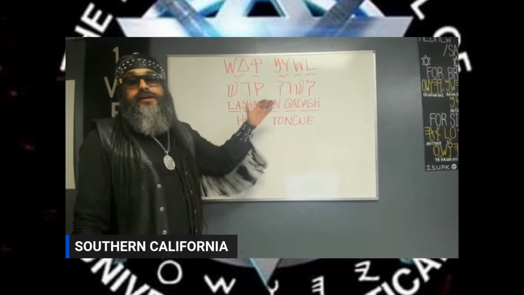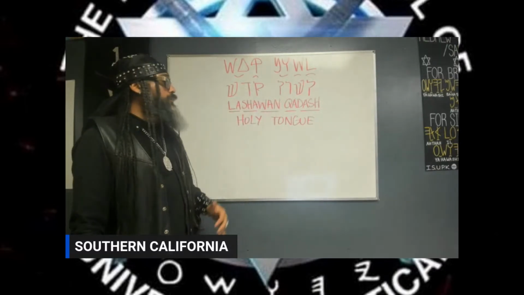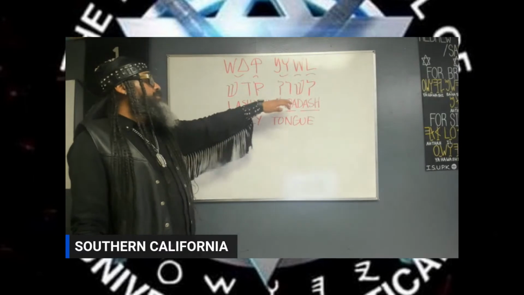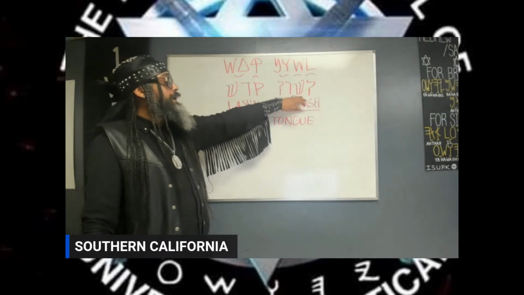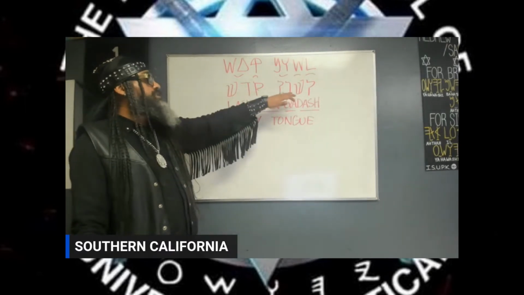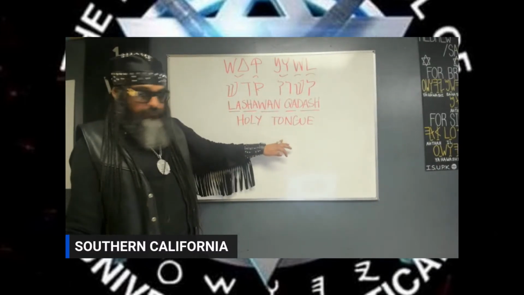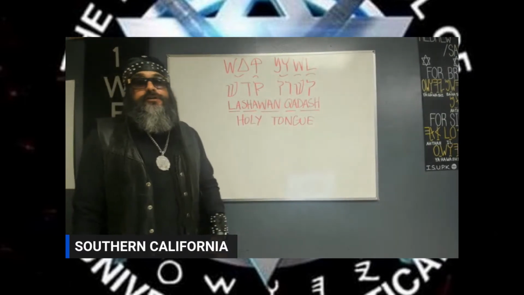When we get into the characters, I write them down on the board and go over the pronunciations. All right, so this is what it would look like in the Assyrian. Lashawan Qadash. What does it mean?